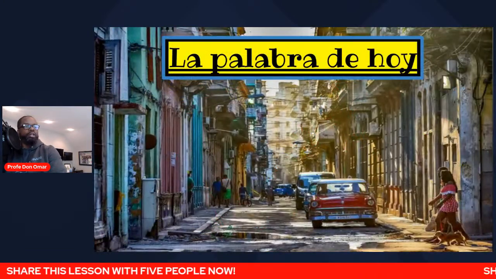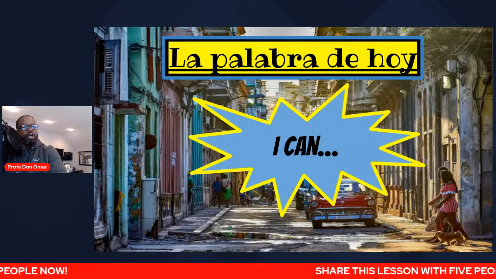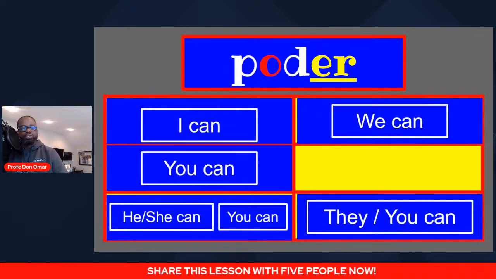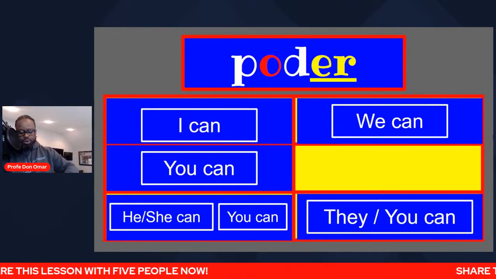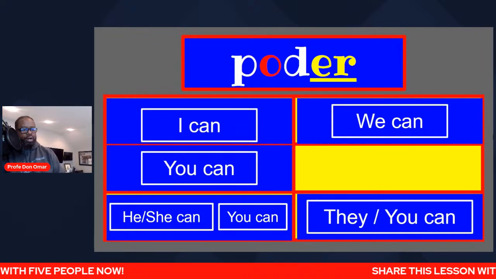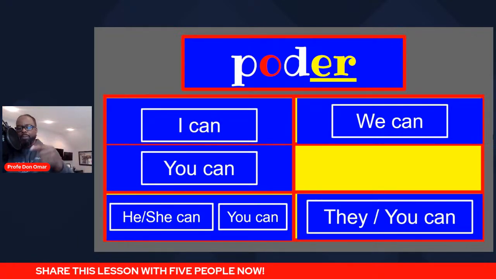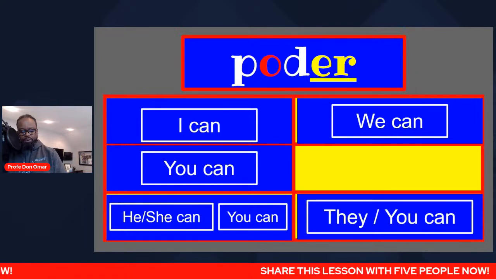All right. So we were talking about our word of the day, la palabra de hoy, which is puedo, I can. So let's put it into action. Aquí tenemos todas las formas del verbo poder, lo siento. So here we have all of our forms of the verb poder. Poder significa can or to be able to. Make sure you jot that down. Can or to be able to.